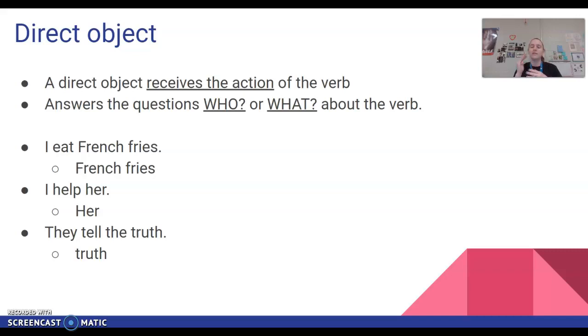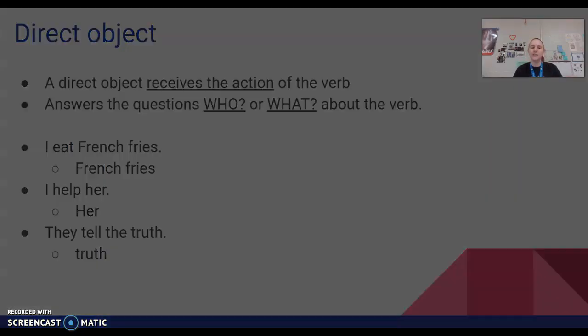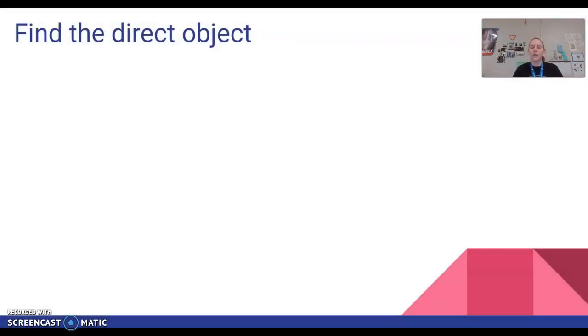On your notes page, you have some sentences in English, and I want you to go through and identify what the direct object is. Figure out who or what is being verbed. For example, this one: I have to buy the paper. Who or what do I have to buy? The paper. So that would be my direct object. Hit pause on the video, go through, identify your direct objects, and then hit play.